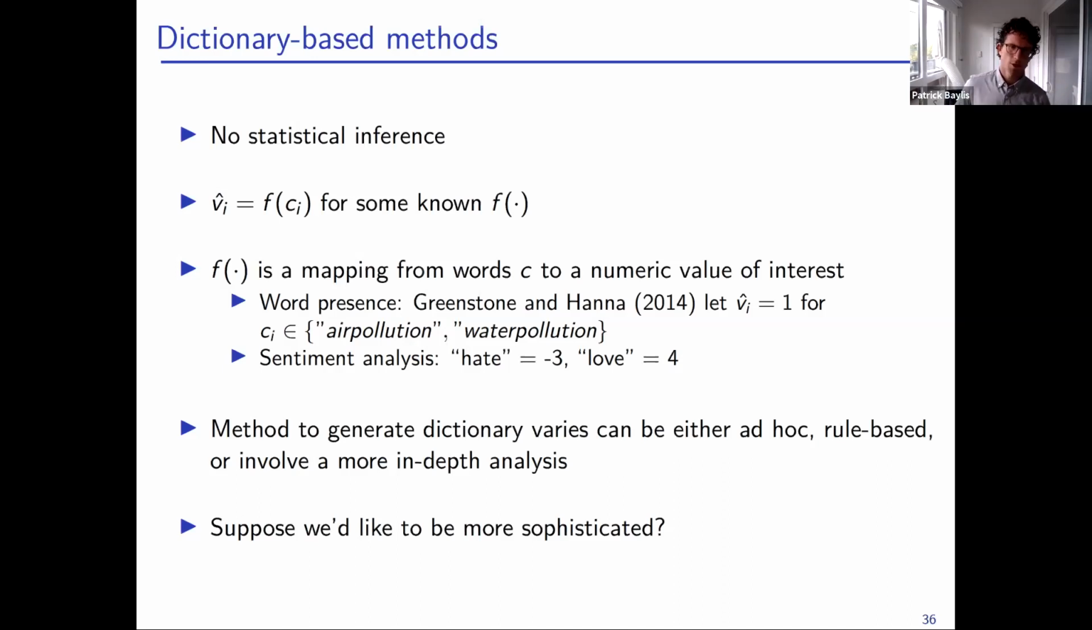You can generate dictionaries in lots of ways. Most of the time they're sort of ad hoc, but you can have rule-based dictionaries. They might involve some sort of in-depth analysis on the back end, some kind of statistical analysis to generate the dictionaries themselves.